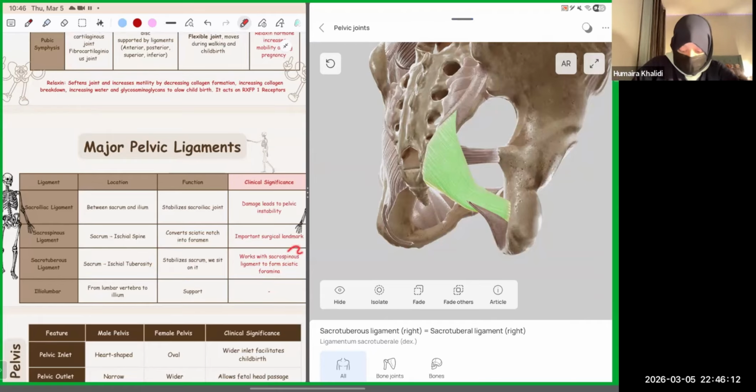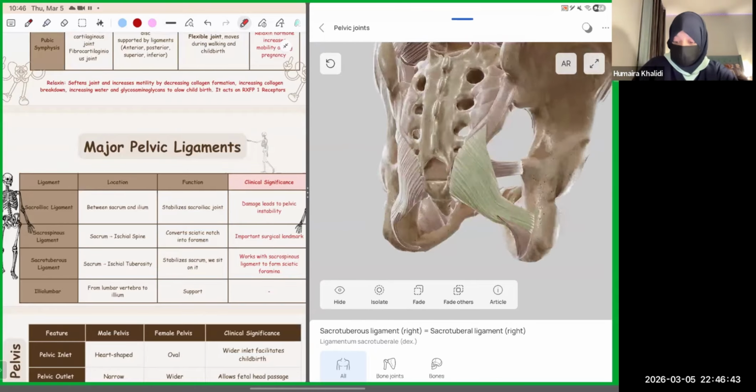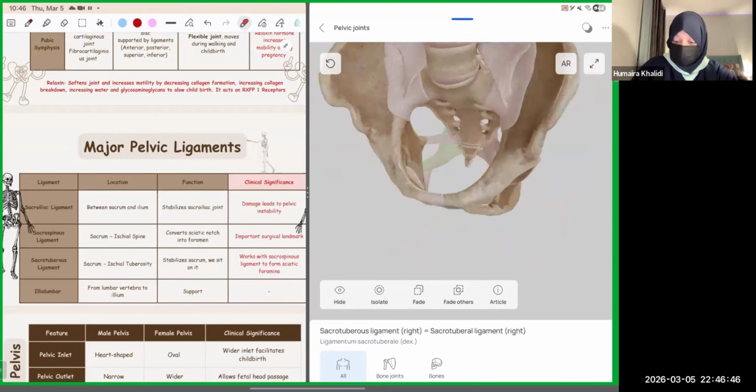The sacrospinous ligament helps form the sciatic foramina, the greater sciatic foramen and the lesser sciatic foramen. The sacrotuberous ligament forms the lower border of what foramen, as you can see from the image? From the image, what do you guys think? It forms the lower border of? Okay, let me just repeat the concept again.